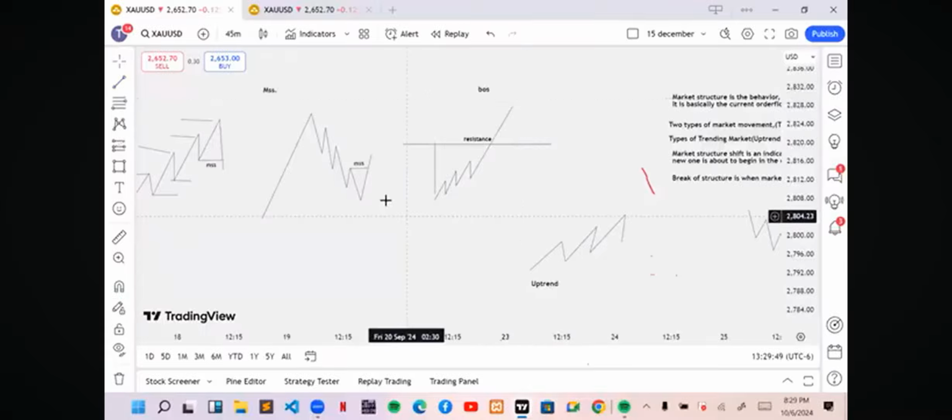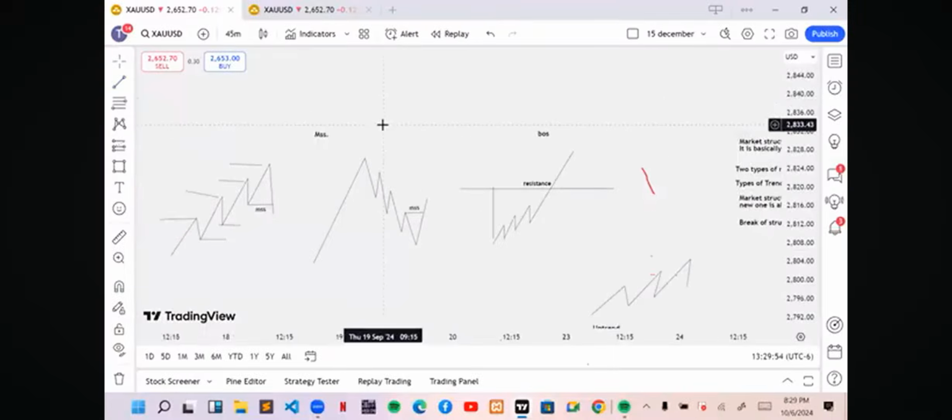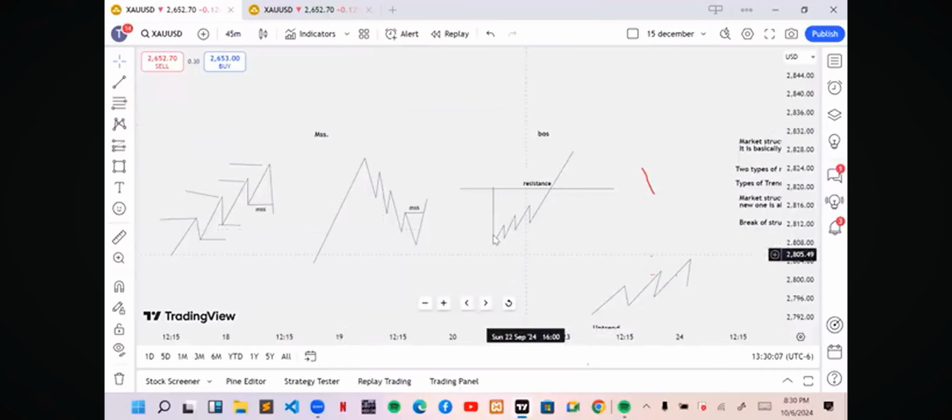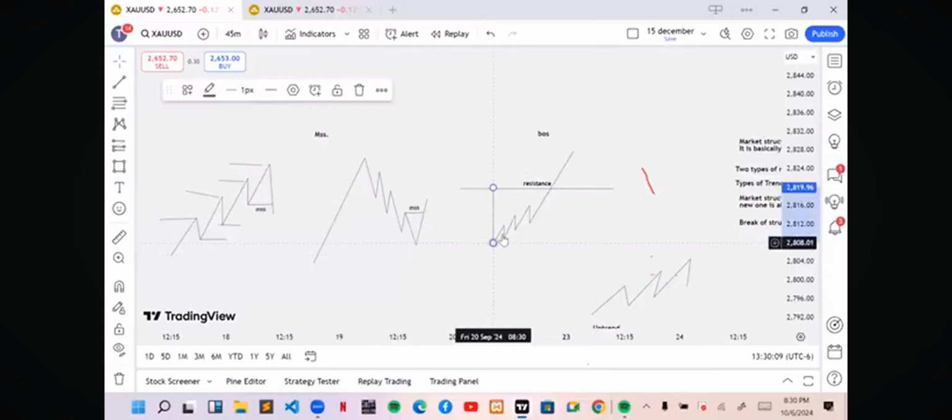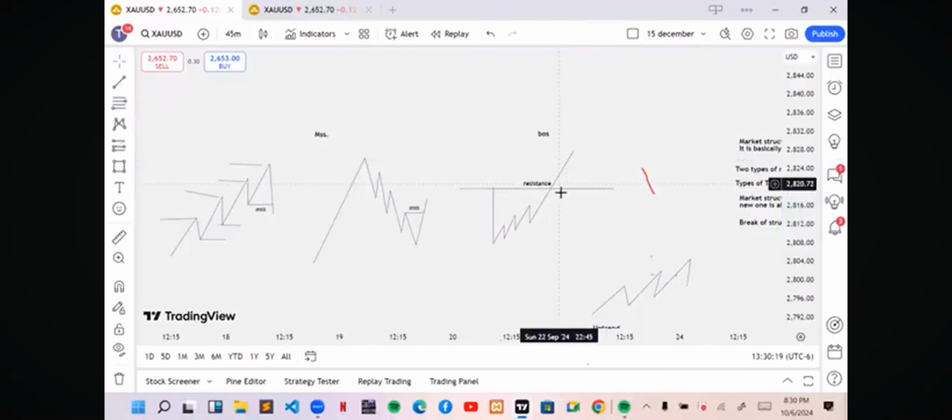So for market structure shifts, there's an indication that price is about to change direction to the opposite side. But in a break of structure, a key level is broken in the market, and the market is still going to remain in the same trend it was on before. For this particular trade, it was on an uptrend, and you can see higher highs and higher lows, higher highs and higher lows, higher highs and higher lows. The market now made a higher high, but the higher high that it made broke this resistance level. This is what a break of structure is.